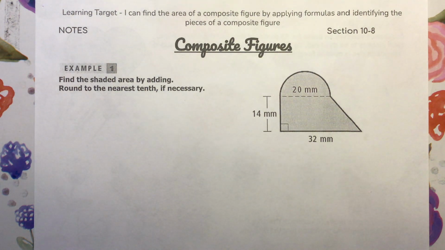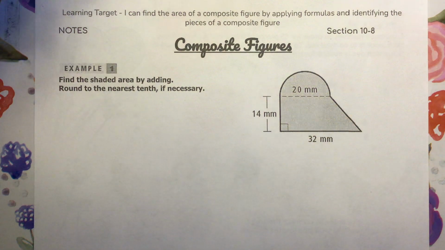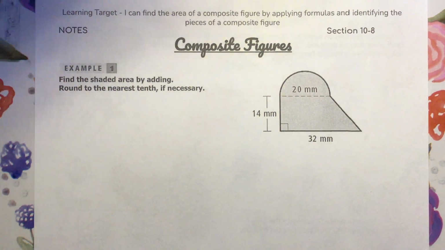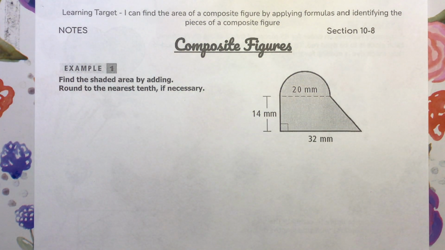We are talking about composite figures today. We're in section 10-8, and what I would like for you to be able to do by the end of this lesson is to be able to find the area of composite shapes by applying formulas and identifying the pieces of a composite figure. So what we got going on here is we have shapes that are very abnormal because they have multiple pieces put together to form one shape.